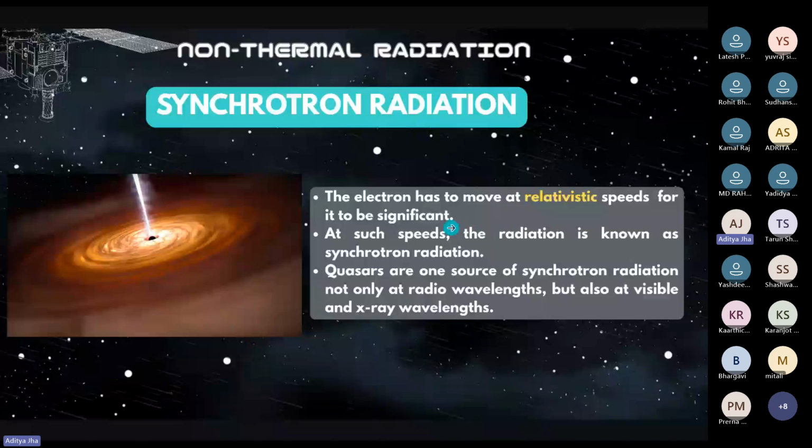radiation. And one source of synchrotron radiation are quasars, which are basically these galactic nuclei located in galactic centers, which emit a lot of high energy radiation, and they are one source of synchrotron radiation, not only at radio wavelengths but also at visible and X-ray wavelengths.